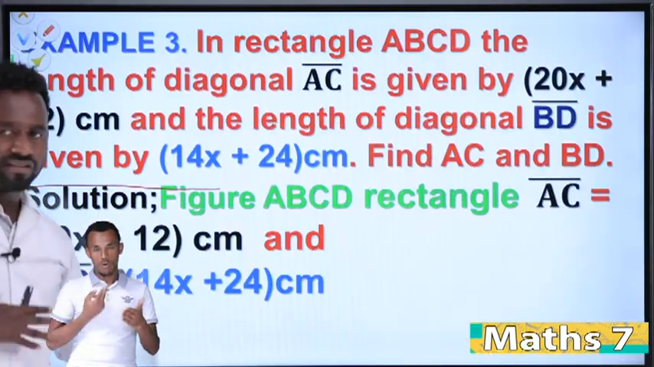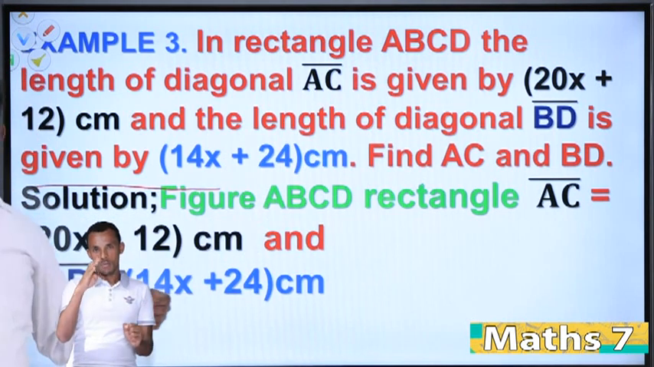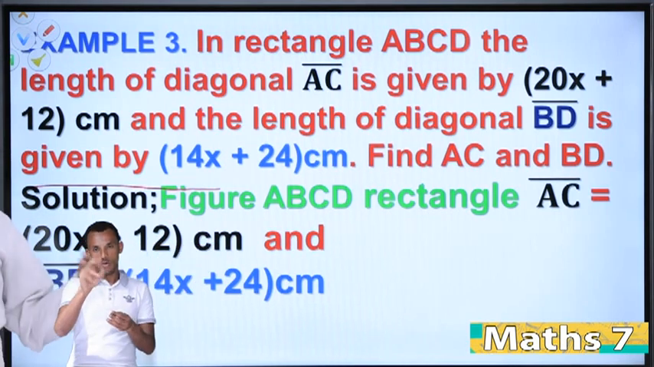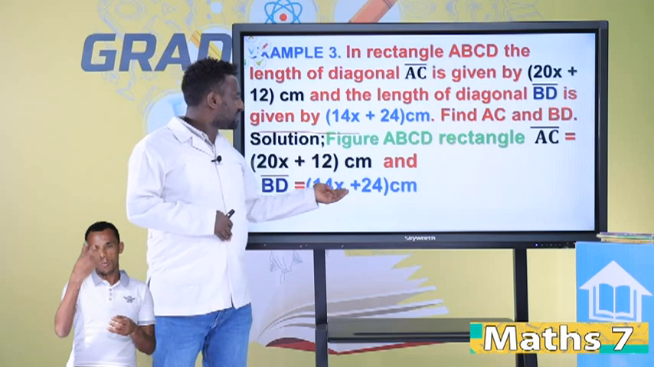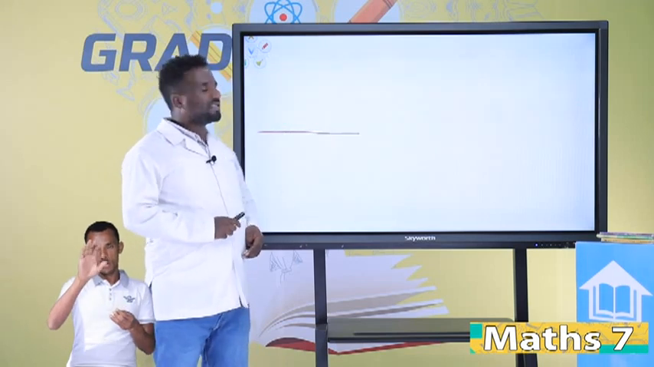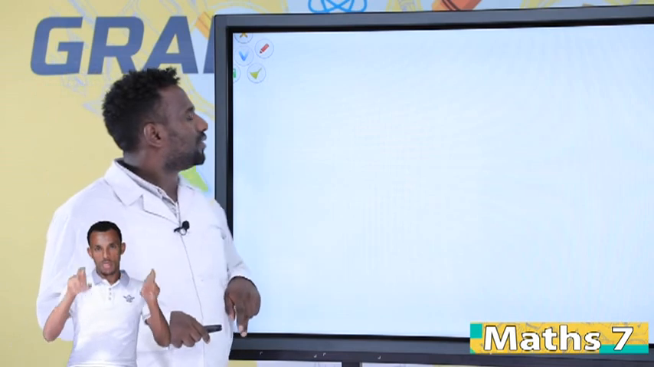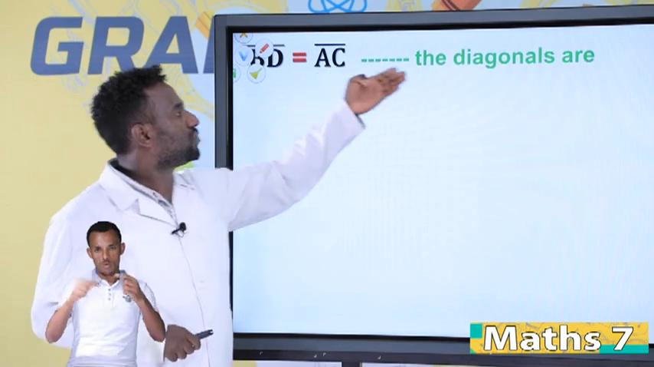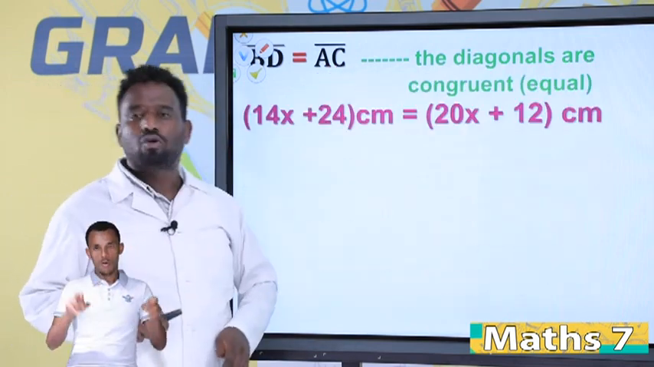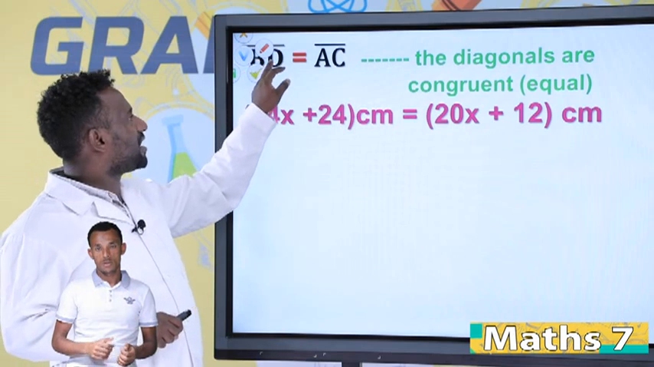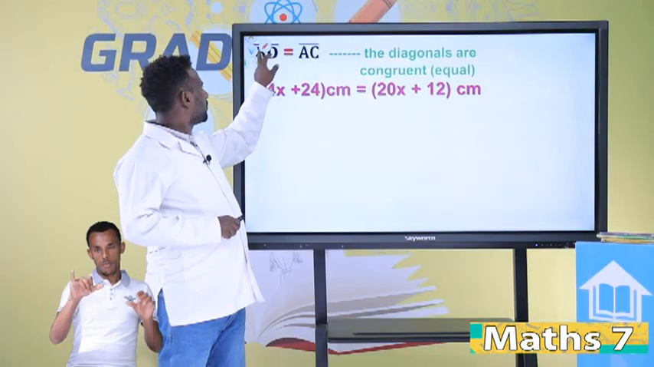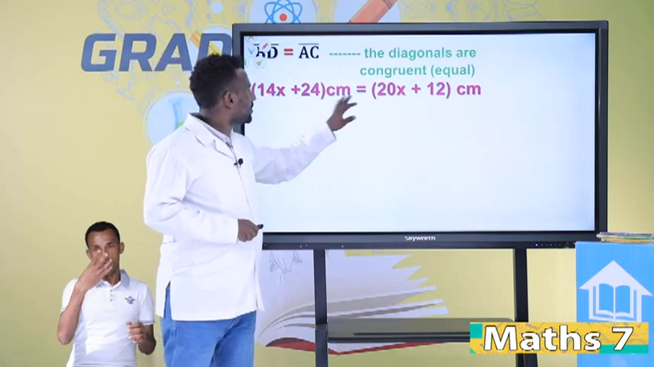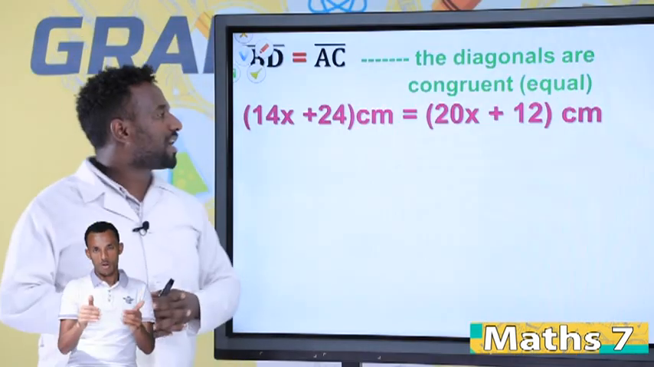Here we see the solution. ABCD is a rectangle. AC is 20x plus 12 centimeters and BD is 14x plus 24 centimeters. By the definition of a rectangle, BD is congruent to AC because the diagonals of rectangles are congruent. So the length of BD, 14x plus 24 centimeters, is equal to 20x plus 12.